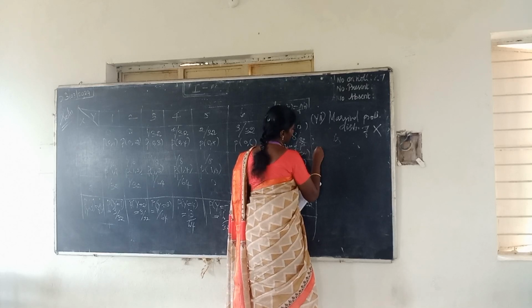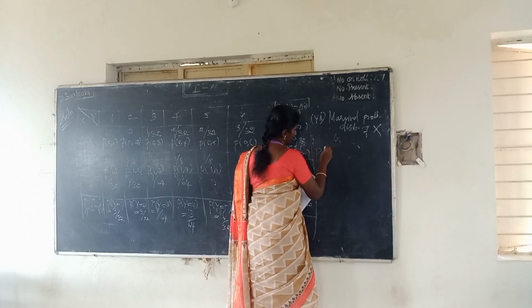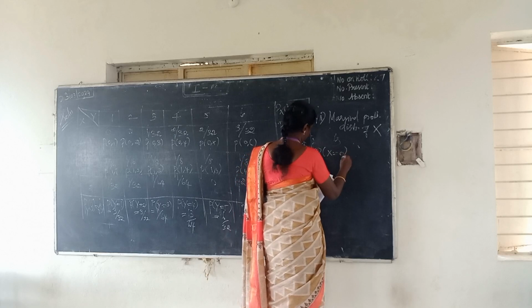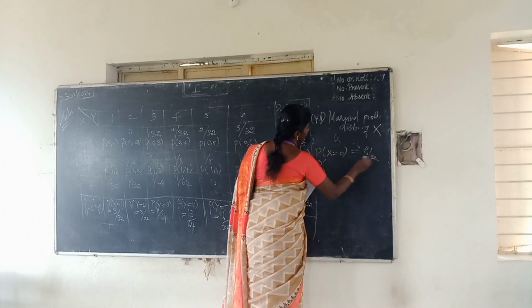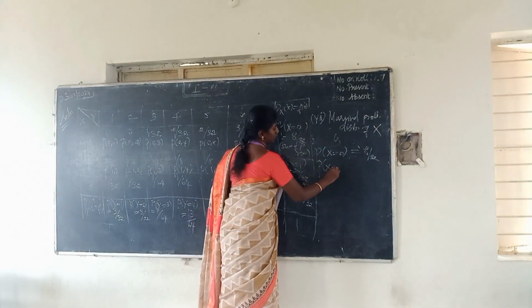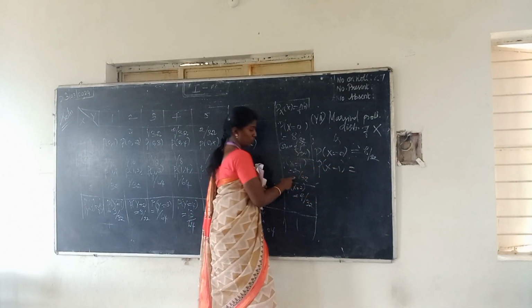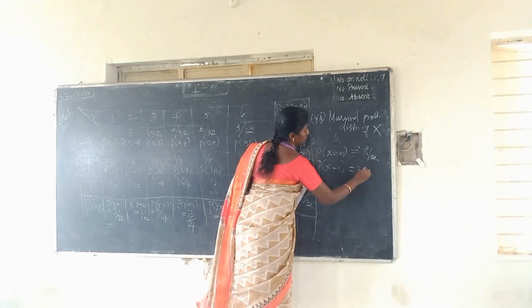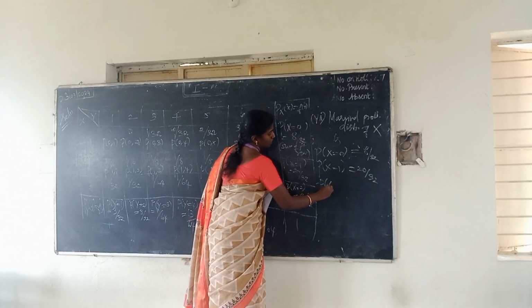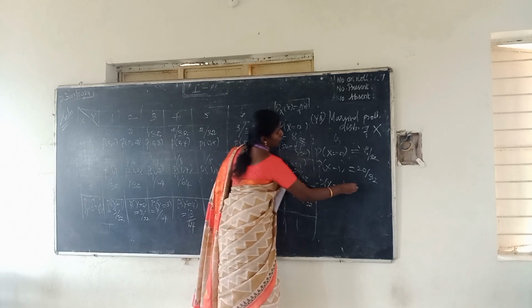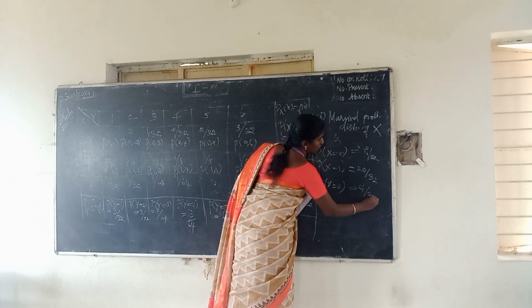come on, tell me. P of x equal to 0 equals 8 by 32. Then x equal to 1, 20 by 32. Then what is the next one? P of x equal to 2, 4 by 32. Okay.